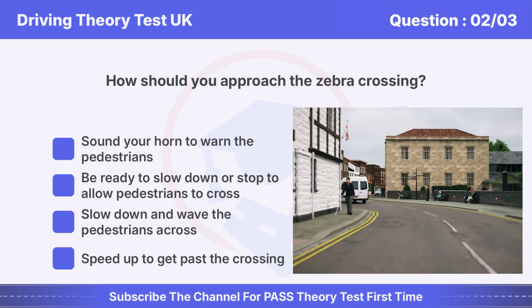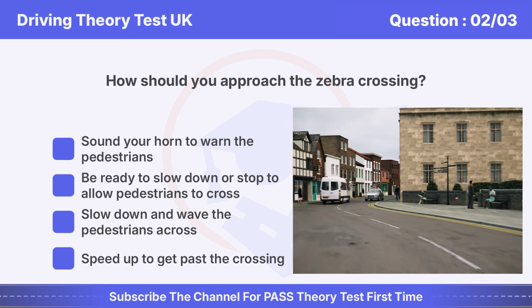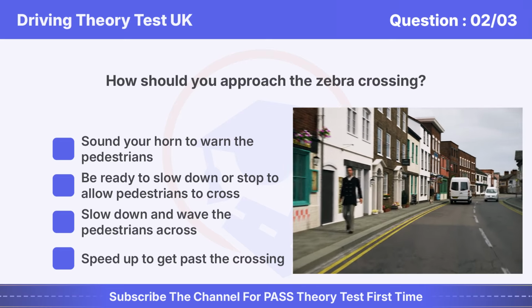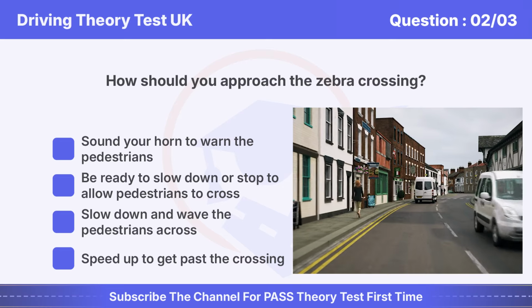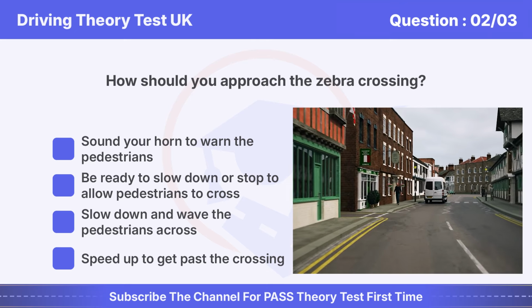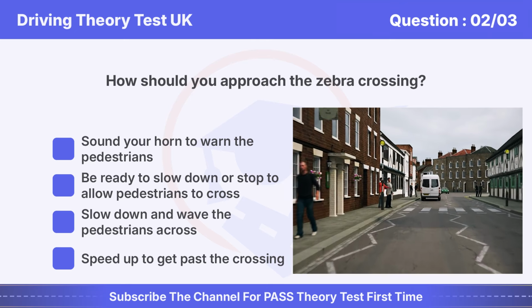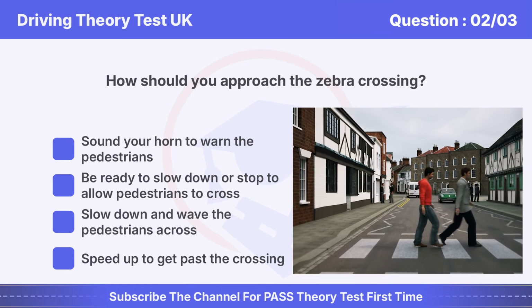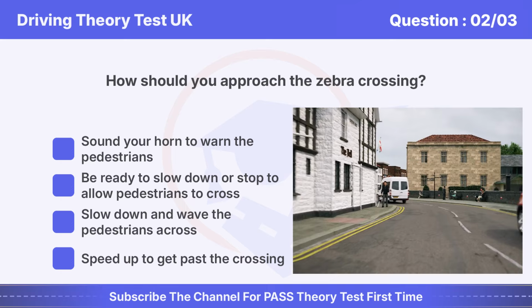Question 2. How should you approach the zebra crossing? Option A. Sound your horn to warn the pedestrians. B. Be ready to slow down or stop to allow pedestrians to cross. C. Slow down and wave the pedestrians across. D. Speed up to get past the crossing.